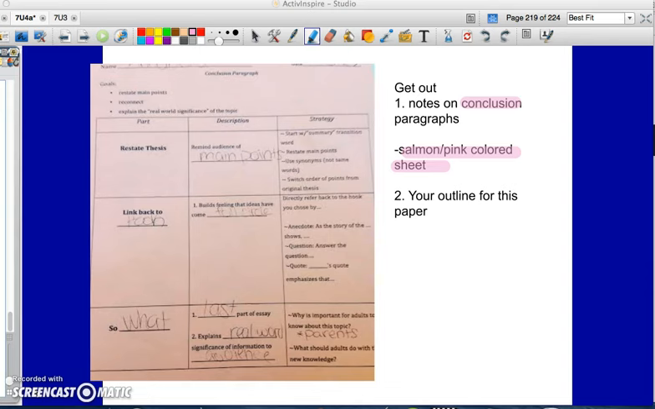So before we get started, to make sure that you're ready to go, please get out two things. First, get out your notes on conclusion paragraphs. It's on the salmon pink colored sheet. The intro paragraph notes are on the other side. And also get out your outline for this paper. So please pause this video until you have both of those things.